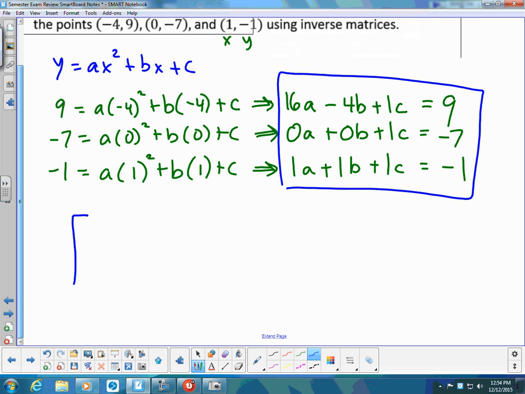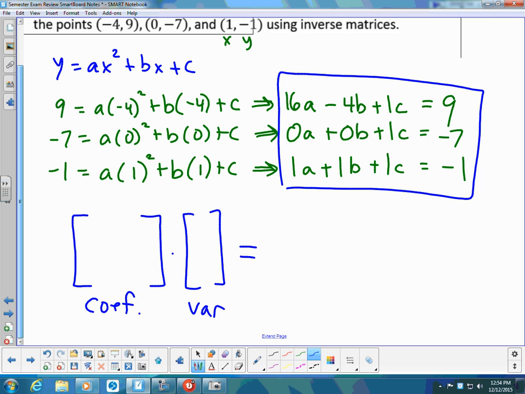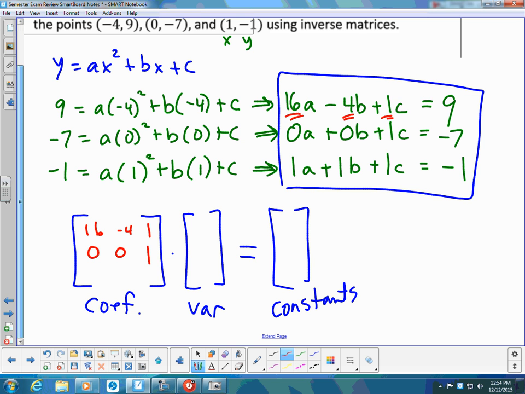The way we do that is we have a coefficient matrix times a variable matrix. When we multiply those together, we will get our constant matrix. The coefficients are the numbers being multiplied by the a, the b, and the c. So that would give us 16, negative 4, and 1 in our top row, 0, 0, 1 in our second row, 1, 1, 1 in our third row.